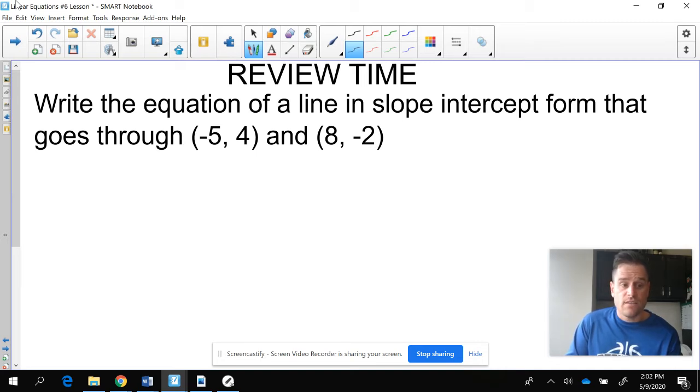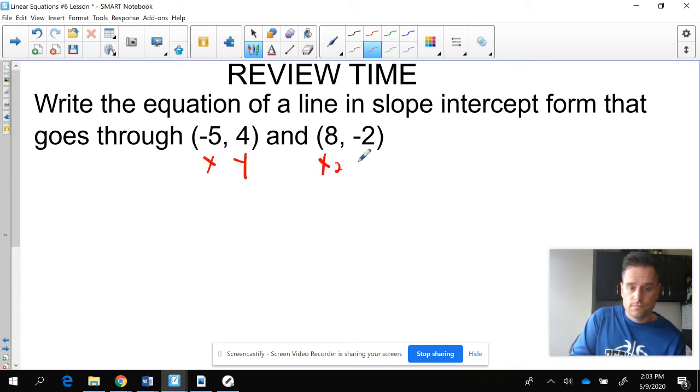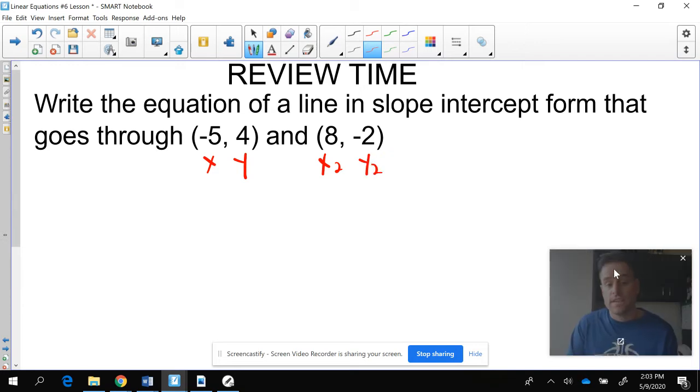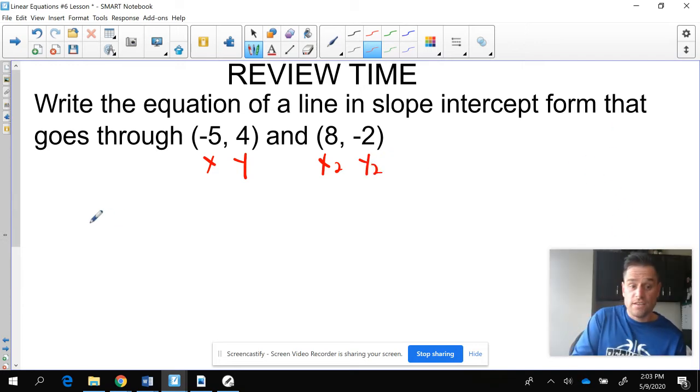It says, write the equation of a line in slope-intercept form that goes through (-5, 4) and (8, -2). So, if you remember, let's do this one together. To find slope-intercept form, you need slope and you need y-intercept. So we need to find the slope first. So y1 minus y2 over x1 minus x2. I'm going to use that formula.